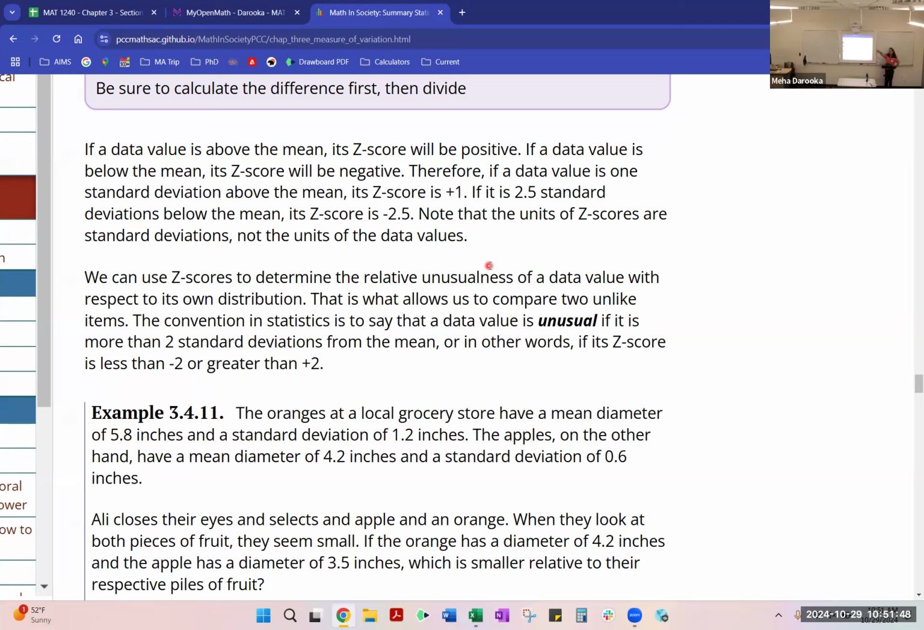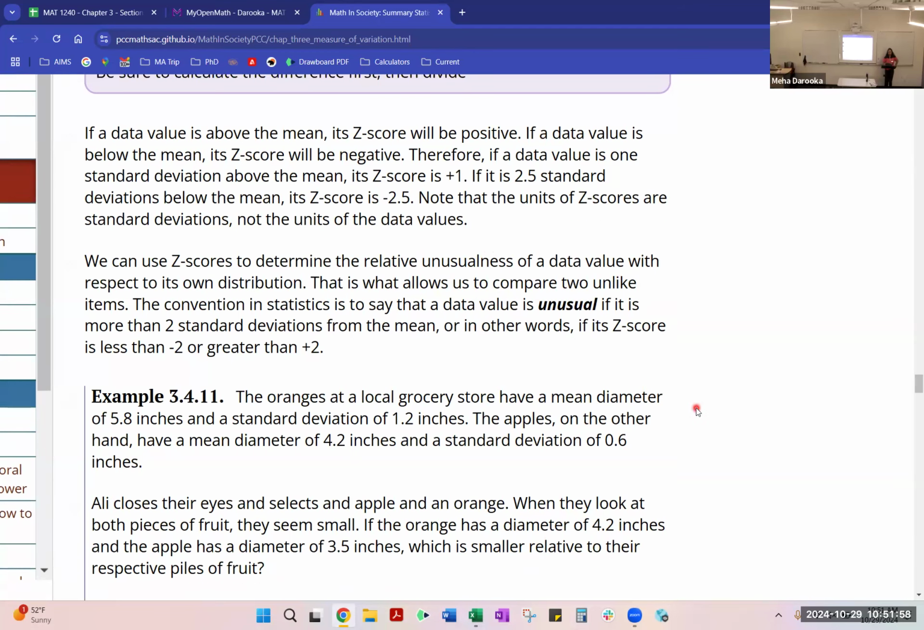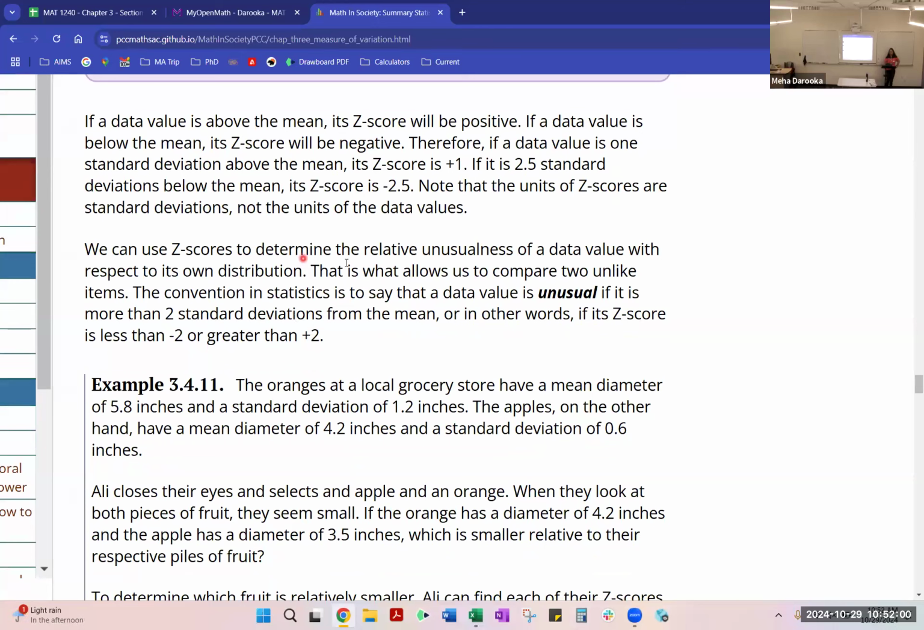If it's positive, that means you're above the mean. If it's negative, you are below the mean. So that's what the positive and negative in the z-score would tell you, is where it falls. They are also saying we can use z-scores to determine the relative unusualness of a data value with respect to its distribution. So basically, you can compare two unlike items. And I think that's the important part here, those apples and oranges that they were talking about. You can compare two unlike items by using this idea of a z-score.